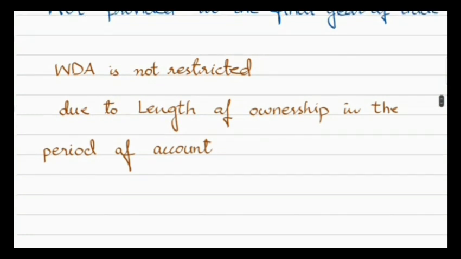WDA is not restricted due to length of ownership in the period of account. Means it doesn't matter when you have purchased that asset. It is apportioned on the basis of period of account, not your ownership. If you have purchased an asset in the middle of the year, it would not be reduced.